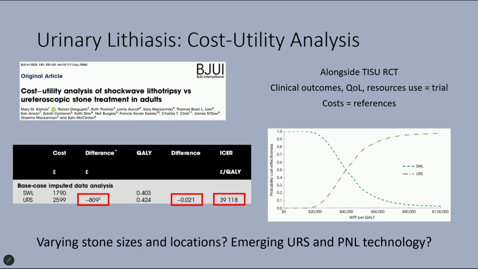There are some analogous findings for smaller renal stones, though no similar level of evidence with trial-based cost utility analysis. And I think the situation becomes more complicated as we consider medium renal stones, especially considering emergent ureteroscopy technologies such as the thulium laser and PNL technologies such as mini or micro PNL.